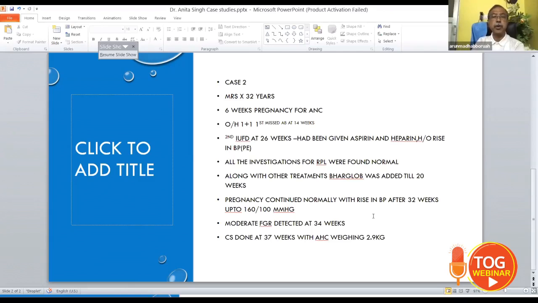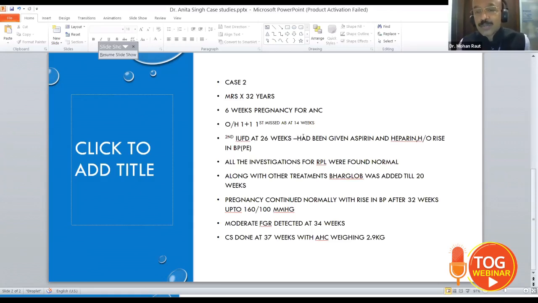There is one more thing: the immunological factor can also cause gestational diabetes along with preeclampsia. Oh, that's the worst combination.